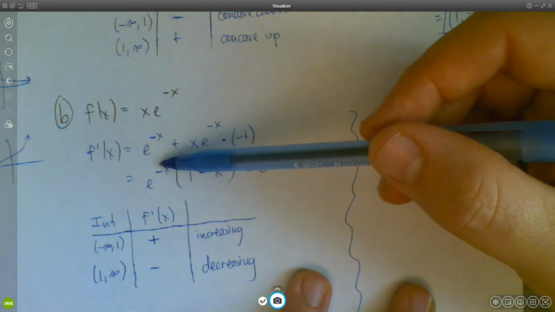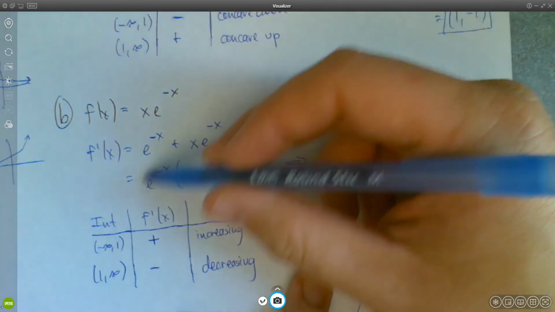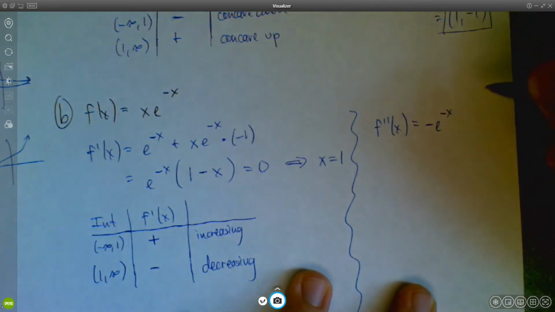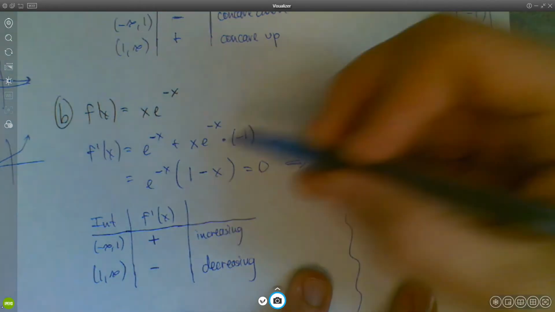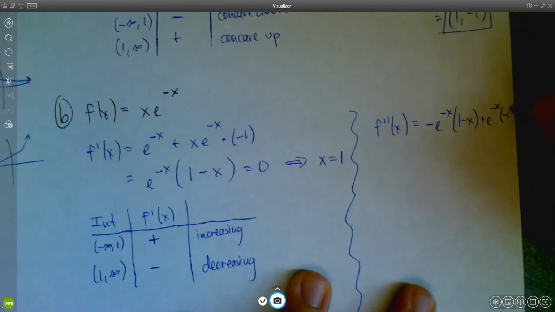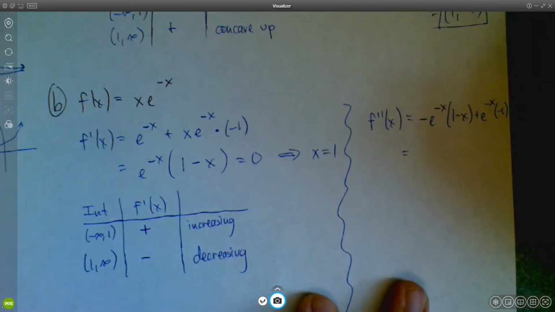So I'm going to say derivative of the first, which is going to be e to the negative x times negative 1. I'm just going to call that negative e to the negative x. Derivative of the first times the second, plus the first times the derivative of the second. Derivative of 1 minus x is just going to be negative 1. All those pesky negative ones. Well, there you go. I can do the same thing, though. I'm going to factor out e to the negative x.